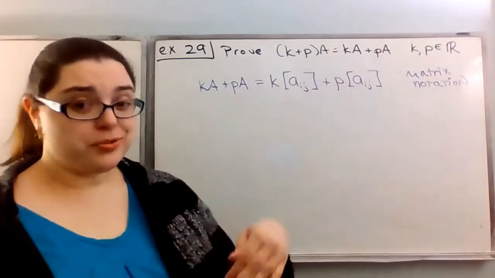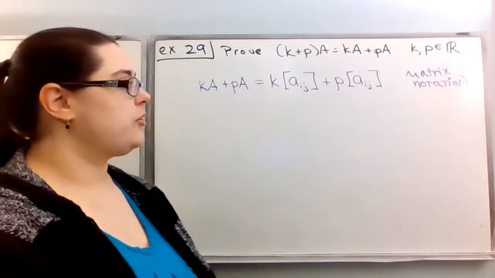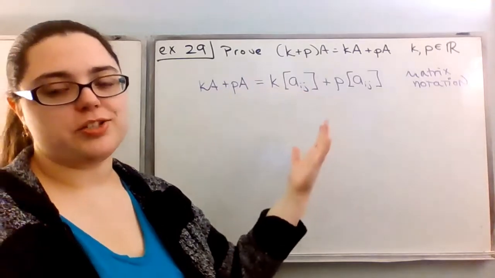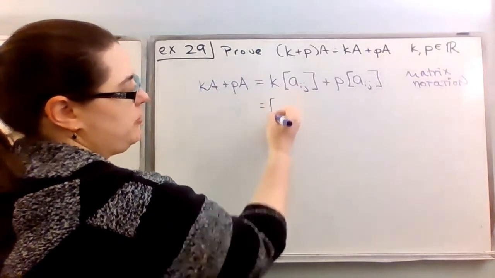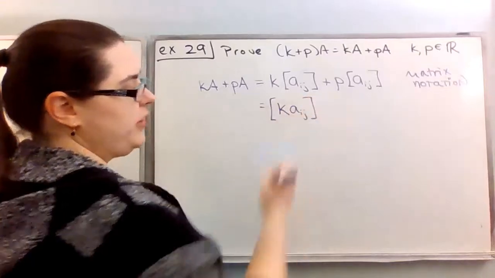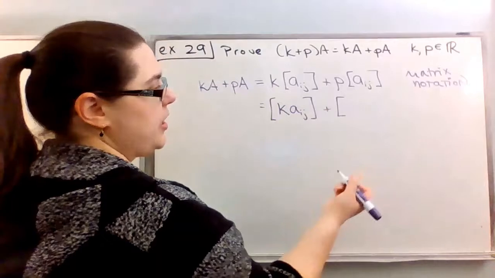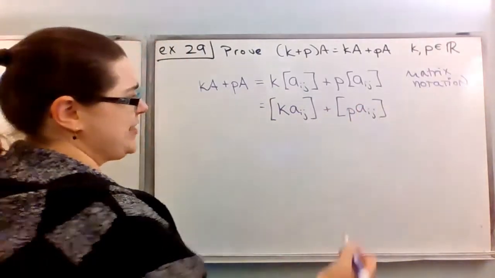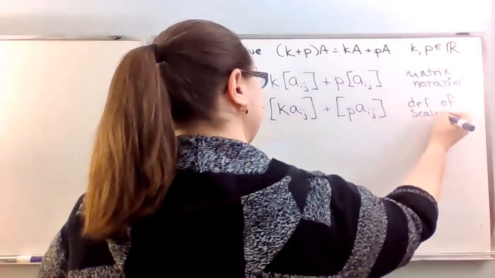So what we do know is how to find the scalar product. If I have K times a matrix, I just multiply each of those entries by K. So this piece here is going to become the matrix whose elements are K times the ijth element of A. And same thing with P. So this is going to become the matrix whose elements are P Aij.